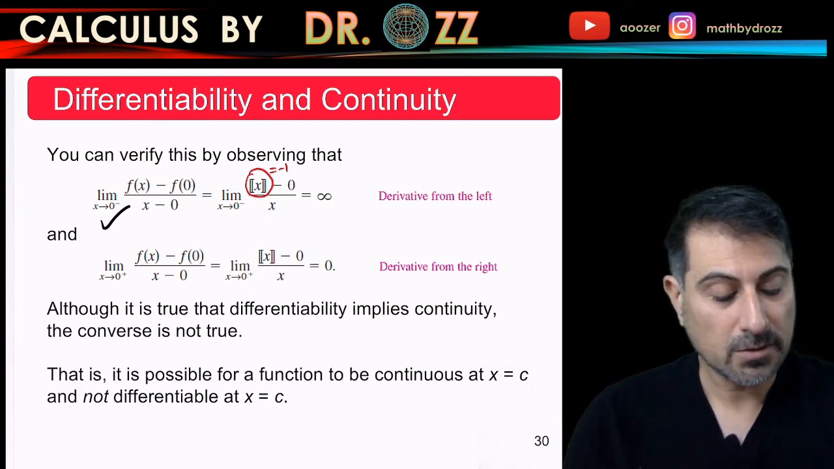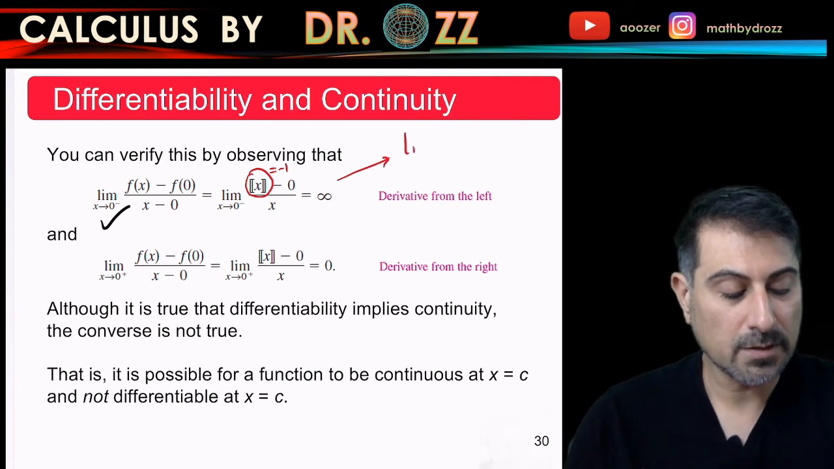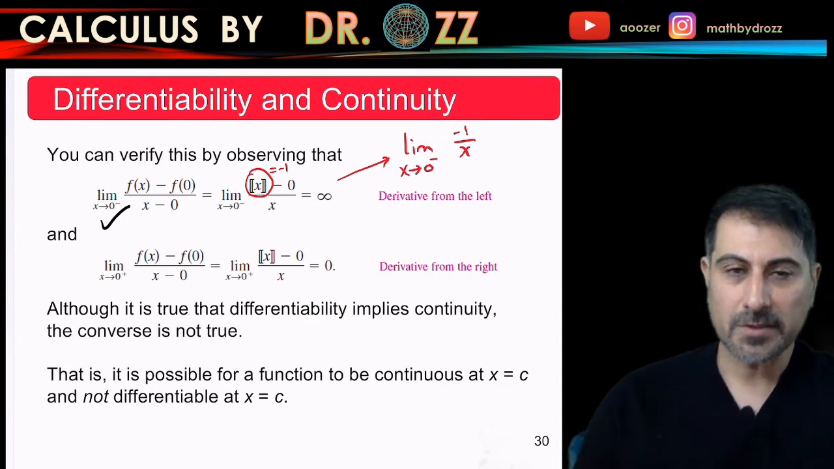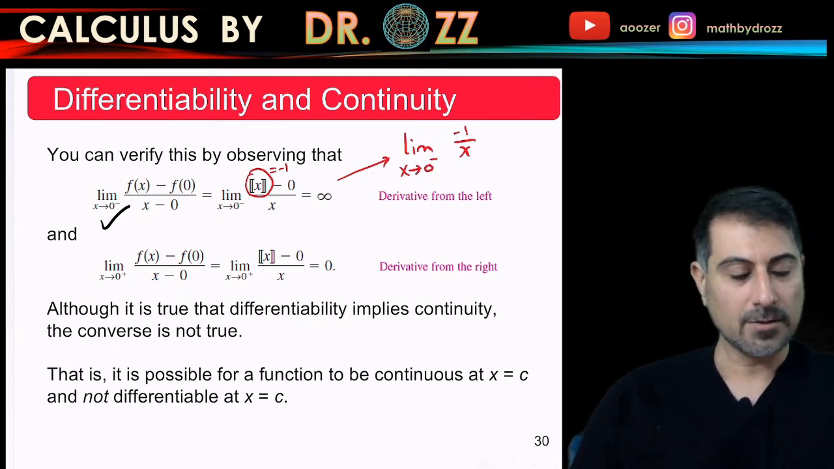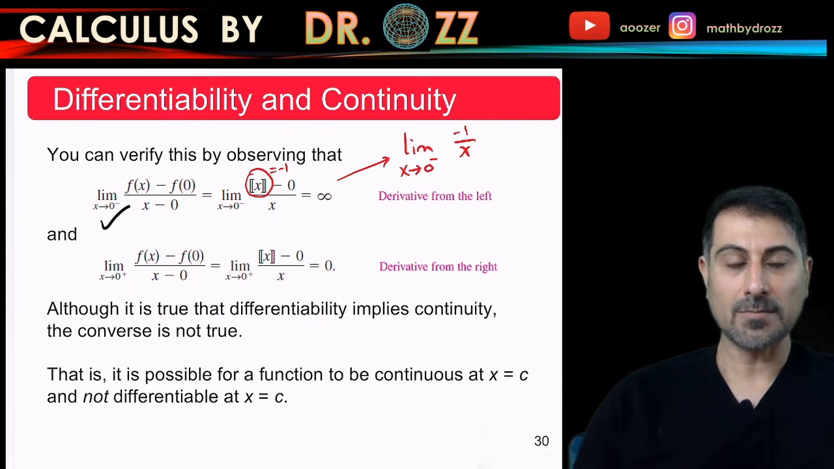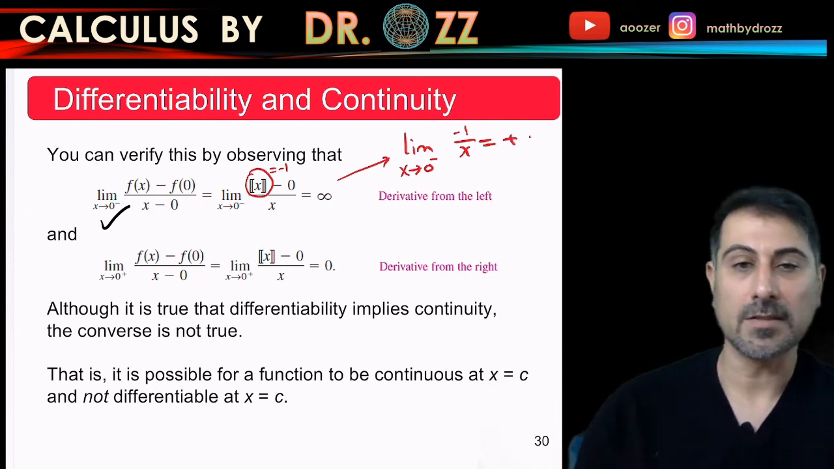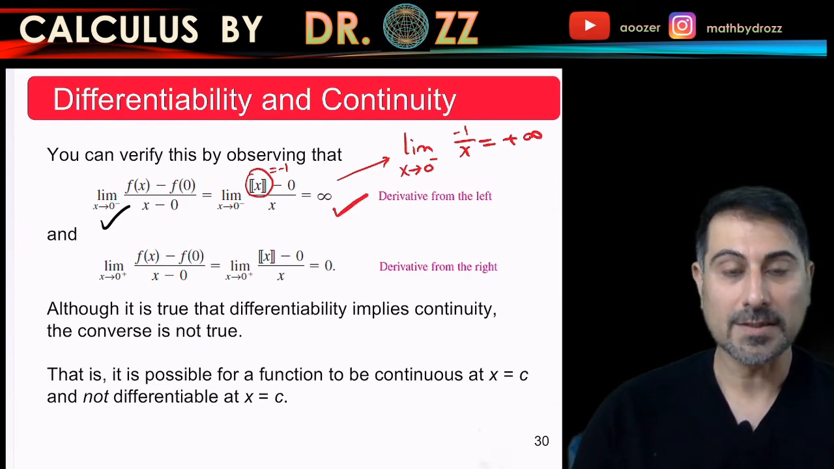Look at this limit here. This limit turns out to be the limit of -1 over x as x approaches 0 from the left. So x's are very close to 0 but negative. -1 divided by something very small but negative is going to take you all the way to plus infinity. So that's why this limit is plus infinity.